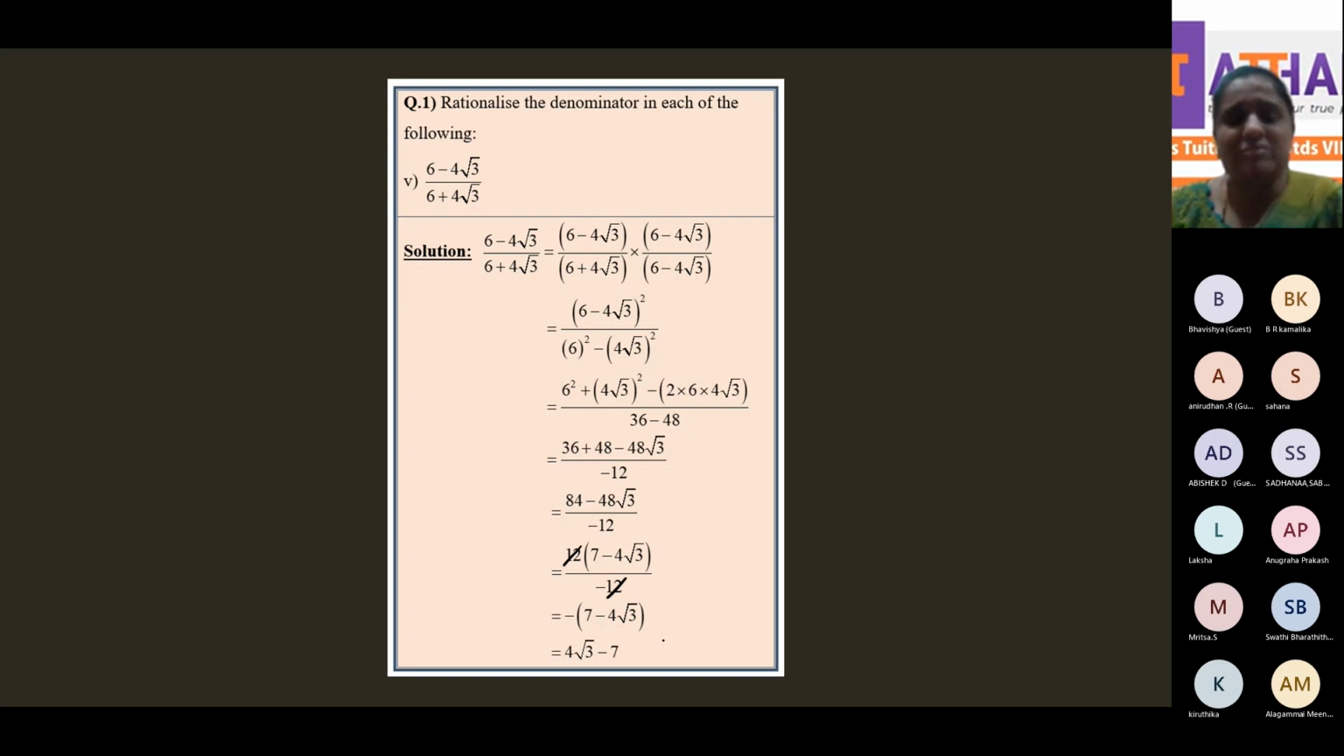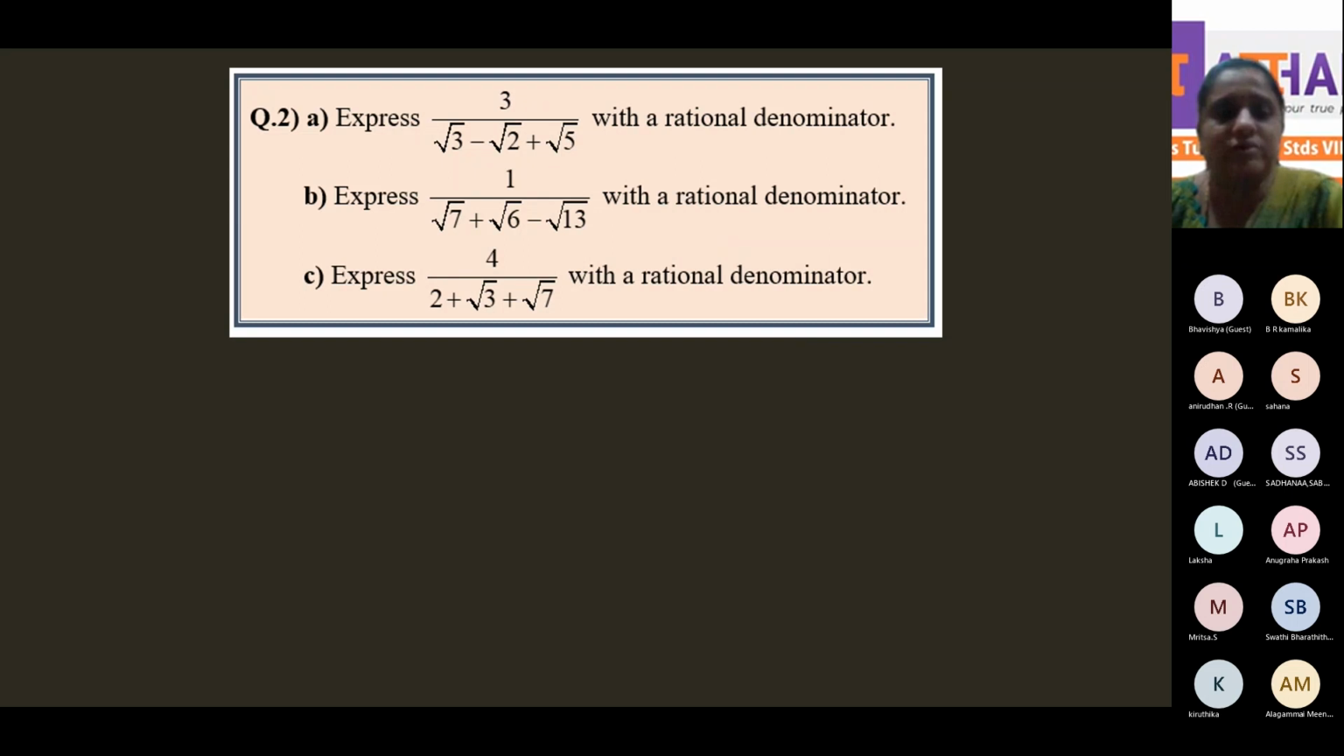Now you can multiply the minus sign with all the terms in the bracket. So it will be minus 7 and minus into minus plus 4 root 3. Minus 7 plus 4 root 3. So I've written 4 root 3 first and then minus 7. When you multiply, you will get minus 7 plus 4 root 3. So I've just written this 4 root 3 first and then that minus 7. Okay, next one.